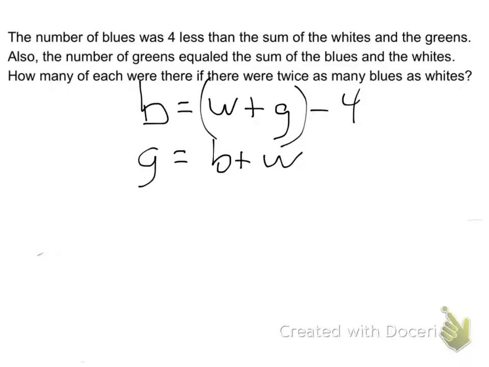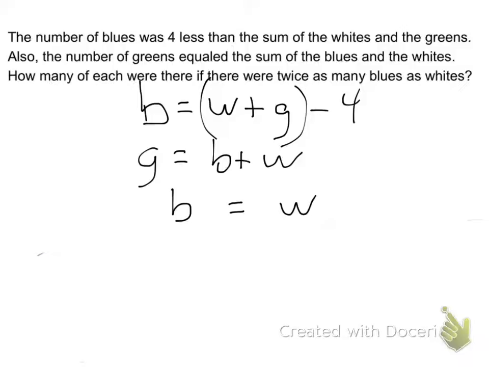How many of each were there if there were twice as many blues as whites? So if I was to think about things, we know we are comparing the blues and the whites. But are they the same? Is blue equal white, or B equal W? No. So you know something's not the same. To make them equal, I have to do twice as many. So I have to put a 2 somewhere. Does it go in front of the B or does it go in front of the W?